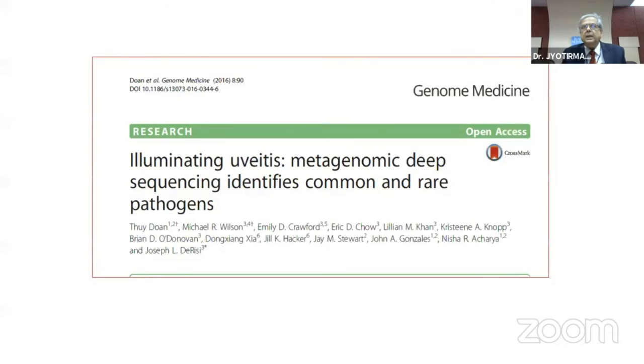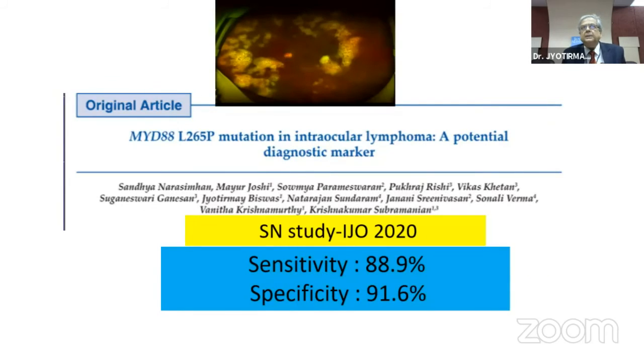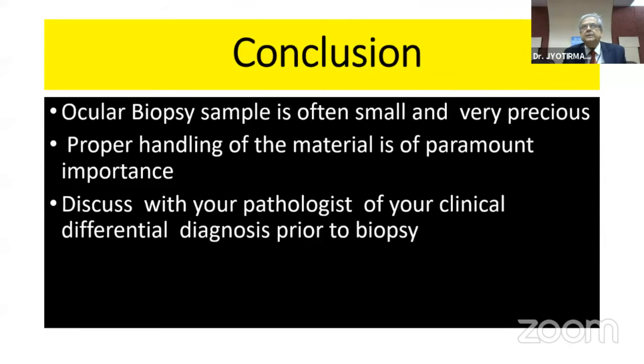What's new is metagenomic deep sequencing, which can identify common and rare pathogens. And last but not the least are the MYD88 L265P mutations, which can be detected in intraocular lymphoma from the vitreous fluid with a sensitivity of 88.9% and specificity of 91.6%.